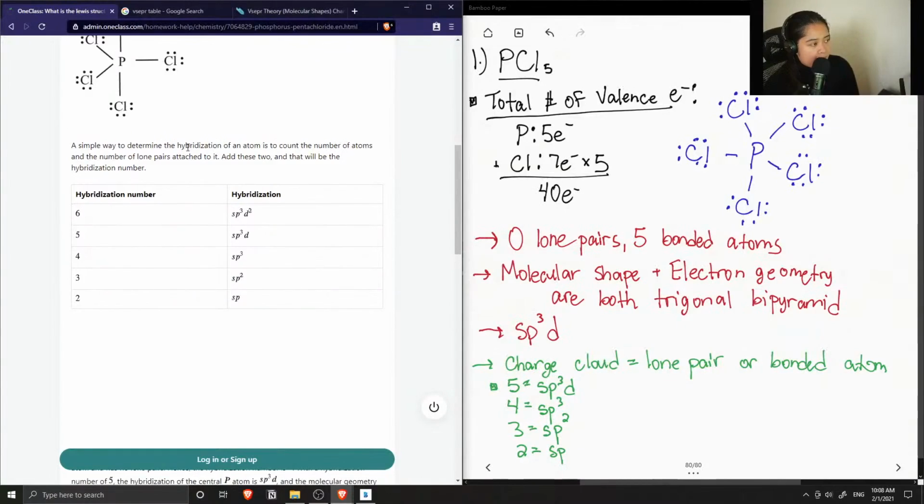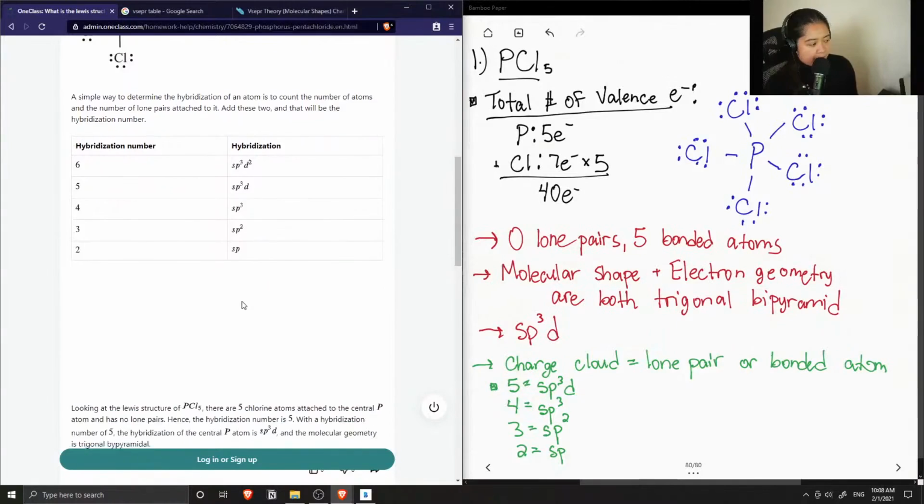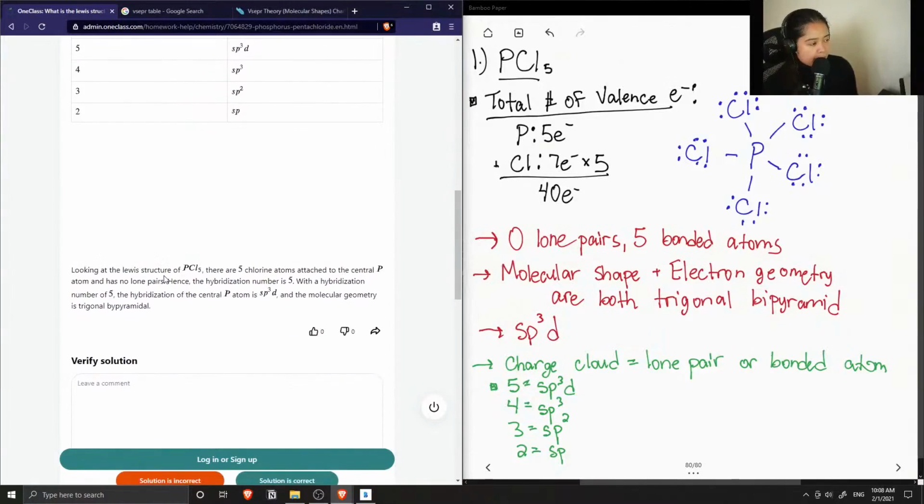A simple way to determine hybridization is to count the number of atoms and the number of lone pairs attached to it. So they refer to this as the hybridization number. It can also be known as charge clouds or even like domains. And they summed up hybridization as well. And looking at the Lewis structure, there are 5 chlorine atoms attached with no lone pairs. So the molecular geometry is trigonal bipyramid. So this solution is correct.